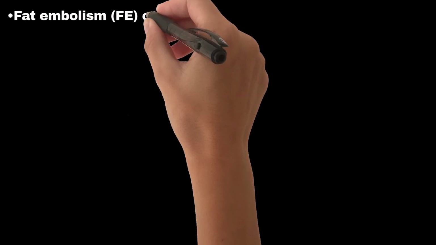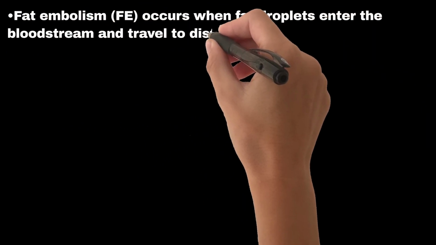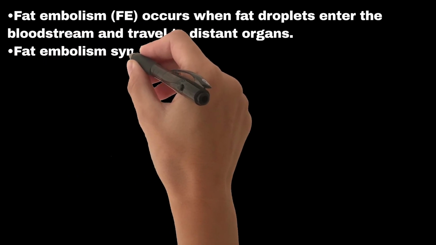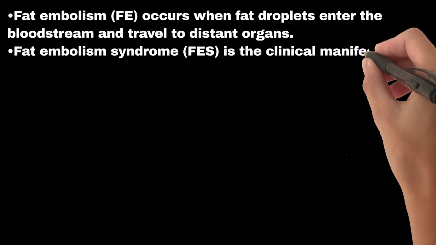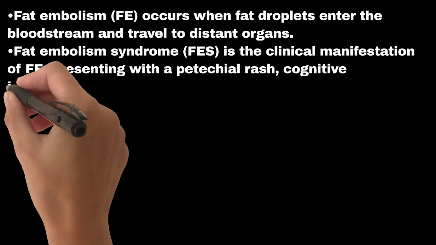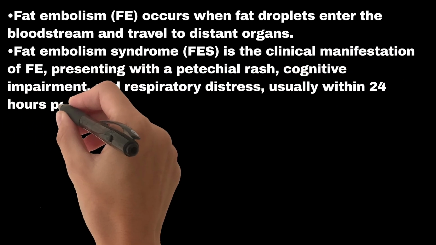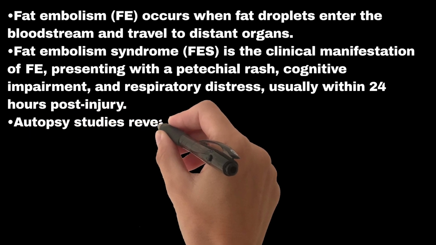Fat embolism, FE, occurs when fat droplets enter the bloodstream and travel to distant organs. Fat embolism syndrome, FES, is the clinical manifestation of FE, presenting with a petechial rash, cognitive impairment, and respiratory distress, usually within 24 hours post-injury.